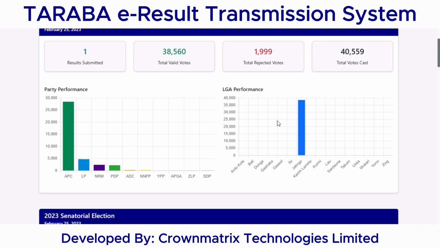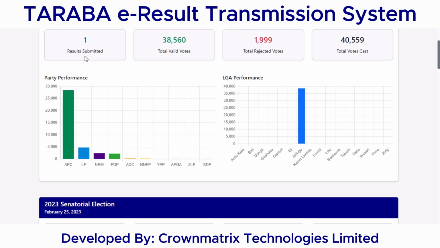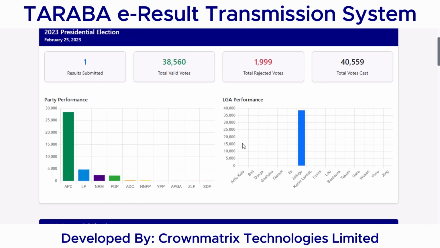So you can see even though Jalingo has casted, you can see the margin between these parties. APC is leading with 28,428 votes, followed by LP, down to PDP and the rest of the parties. As you can see, only one result has been submitted out of the 16 local governments, or out of the 3,592 polling units, only one has been submitted.